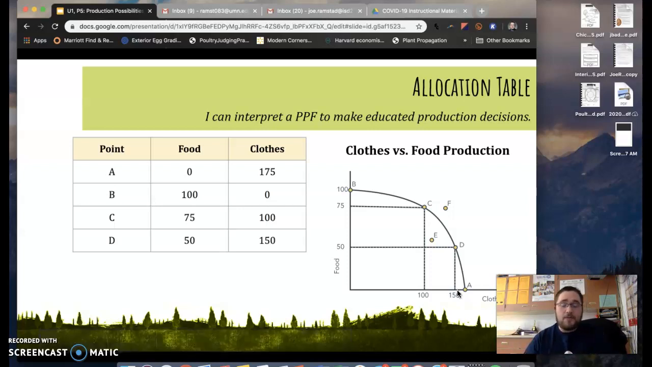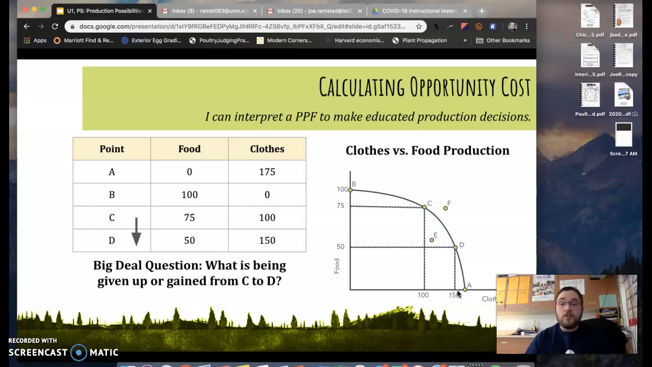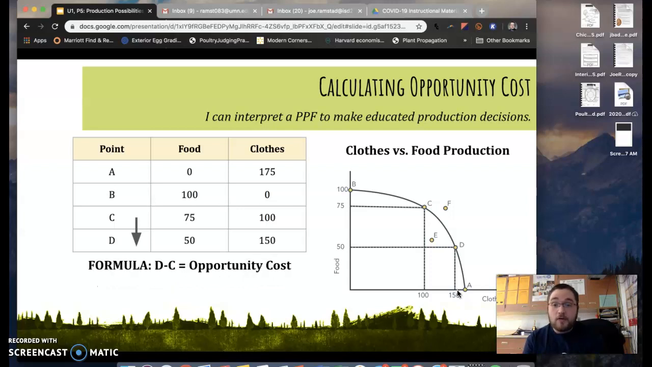In the examples we're going to be doing later, you are making the allocation table first and then creating a graph from there. Okay. So the big question here for this part 2 is what is being given up or gained from C to D in order to calculate that opportunity cost. So think in your head, pause it if you have to. Hopefully you've reached the conclusion that we are going to be doing a little bit of math here to figure this out. The formula will be what we have at D in terms of food and clothes minus what we have at C, so D minus C.